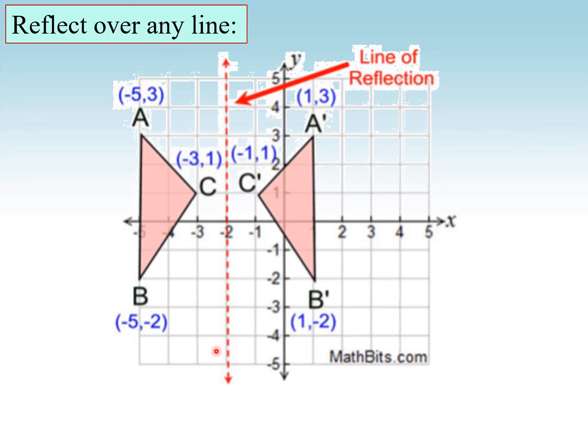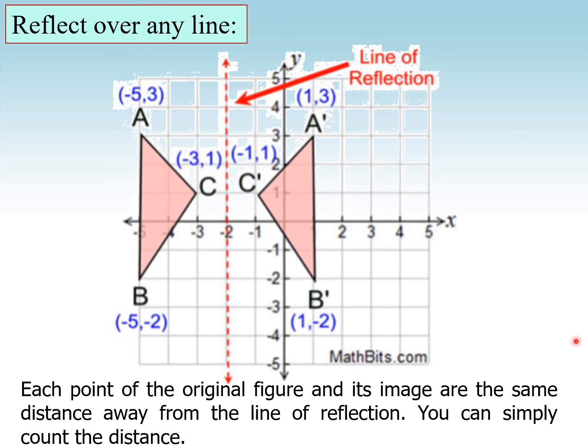And from the line of reflection, we have 1, 2, 3, so point B is 3 units away. Therefore, on the other side, we count 3 units from the line of reflection to get B prime. So 1, 2, 3. B prime is at (1, -2). As you can see, the y still remains there. We just need to change the x-coordinate, so we need to count. Each point of the original figure and its image are the same distance away from the line of reflection. You can simply count the distance. So that is reflect over any line.